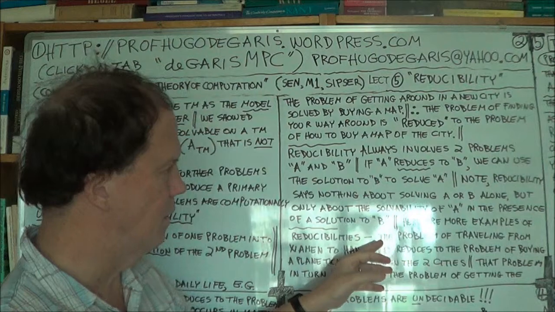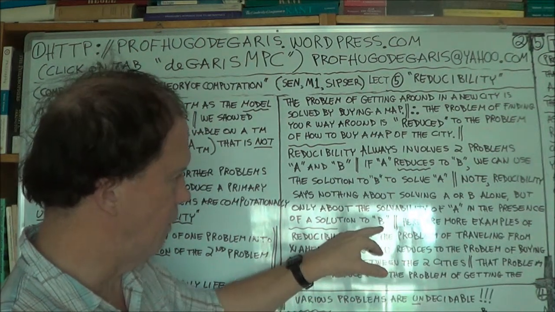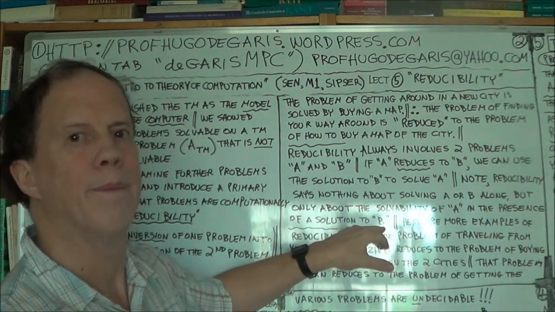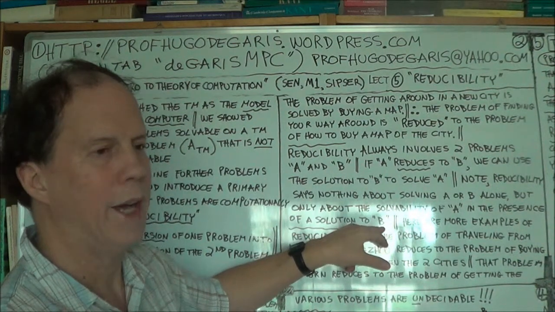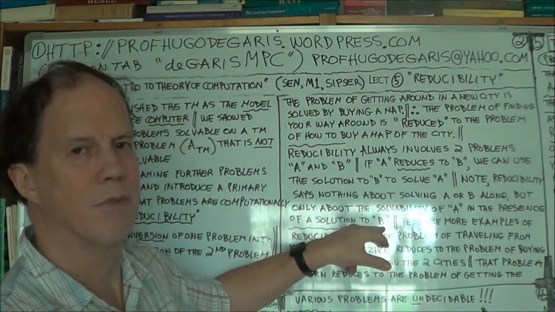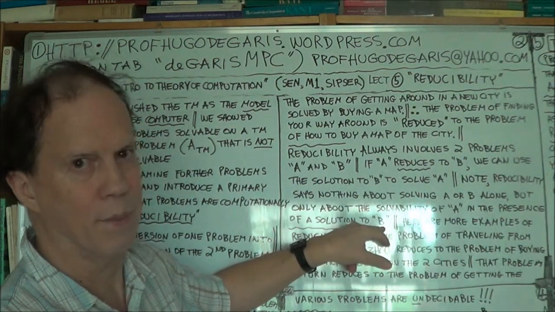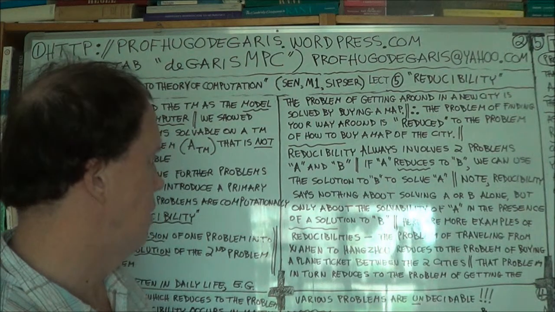Okay? So reducibility is about how knowing how to solve B helps you solve A. But it says nothing, for example, about how to solve B. Reducibility doesn't concern itself with that problem. That's a separate problem. Okay, hope that's clear. All right.